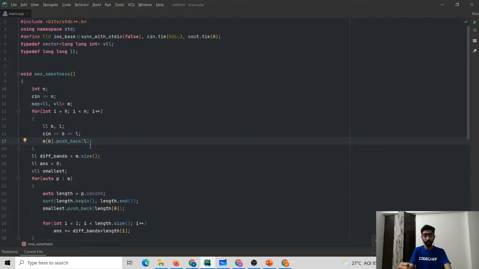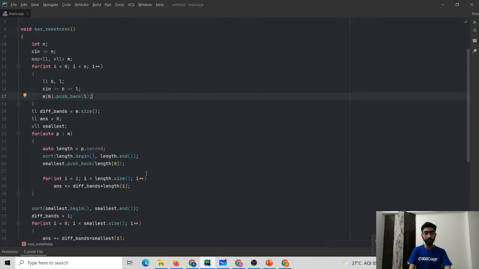That is, L is the length of the song that is being played. So after all the inputs are read, for each band I have all the different songs that have been played for this particular band. What is the total number of distinct bands? That can be easily found by the size of the map. So different bands equals m.size.